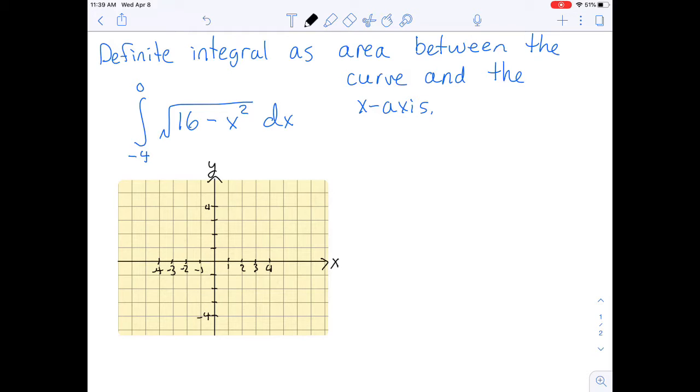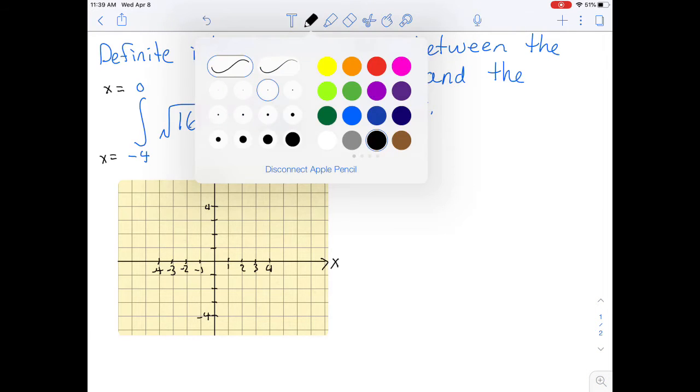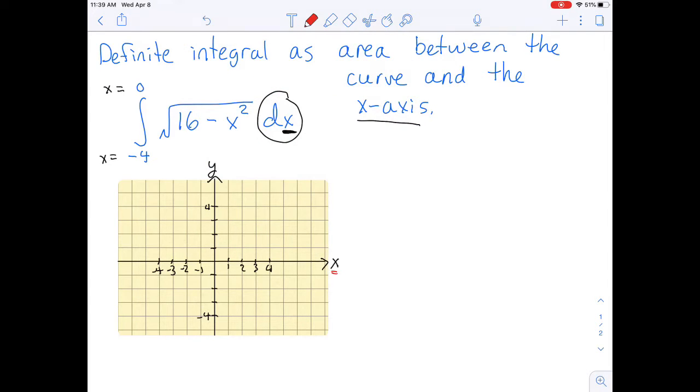We can interpret the definite integral as the area between the curve and the x-axis. So for this problem, I can think about drawing the curve and then examining one part of the x-axis. How do I know which part? Well, this dx, the x tells me that I'm going from x equals -4 to x equals 0. So I'm going to start this by saying let's go the x-axis from x equals -4 to x equals 0. I'm interested in this region of the x-axis.